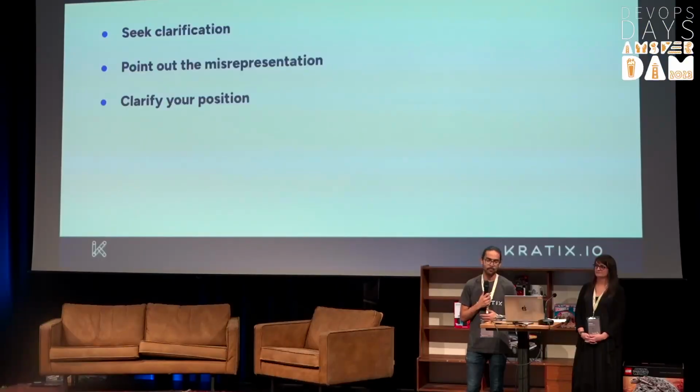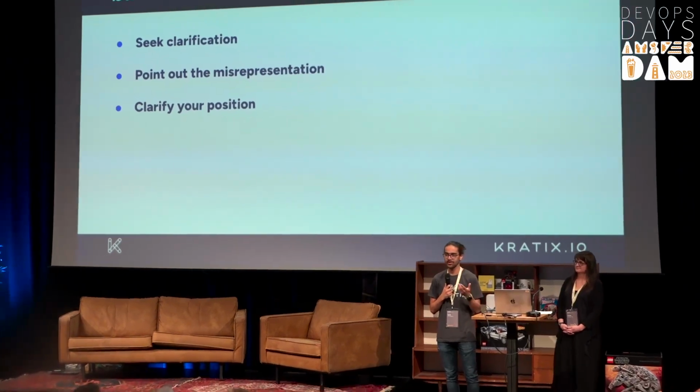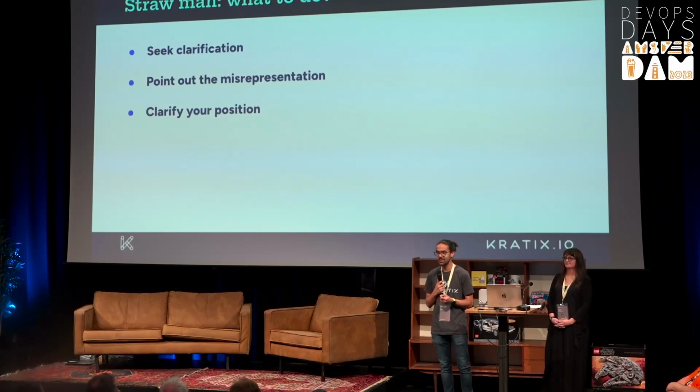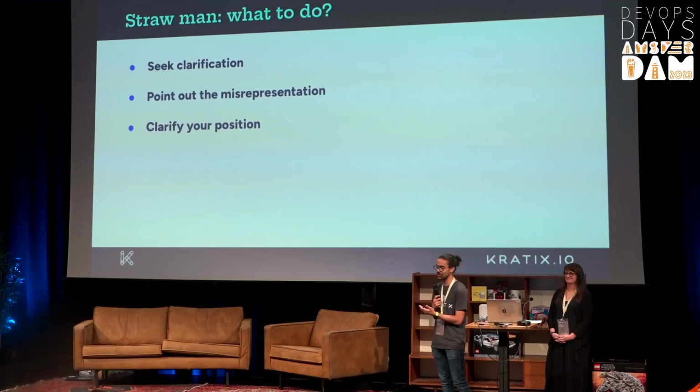So the first is seek clarification. What is this world that this person is painting? Try to understand their argument. What was the causation that made them shift their argumentation towards the strawman? You should also point out the misrepresentation. Usually, when someone puts up a strawman, your immediate reaction is, that's not actually what I said. It's because it isn't, right? Your argument is something different. So you should clarify your position and make sure that you are back to debating the benefits or the drawbacks of your original argumentation.